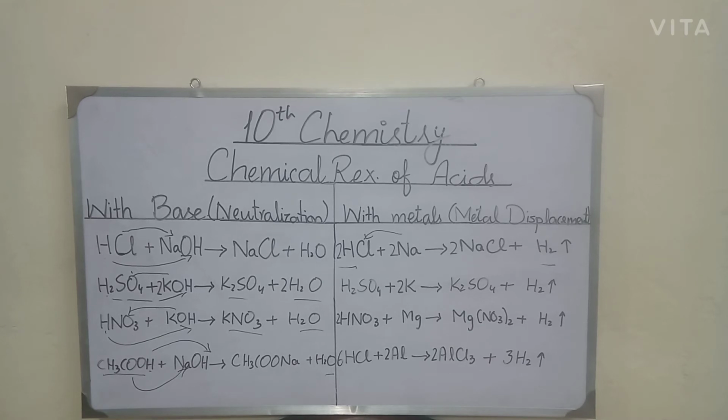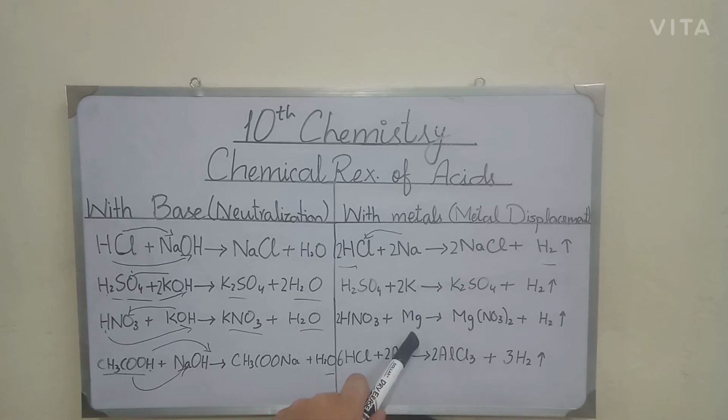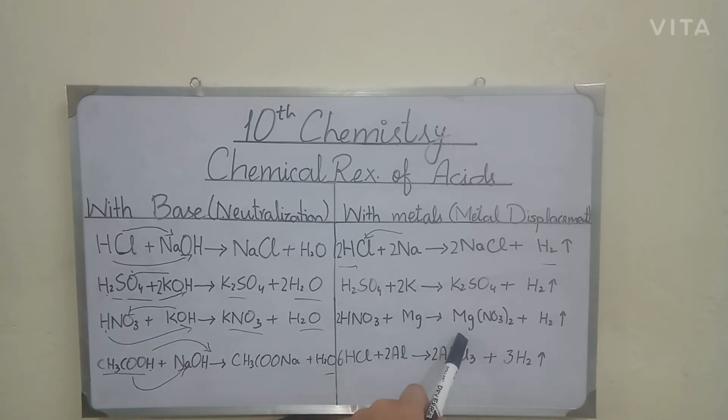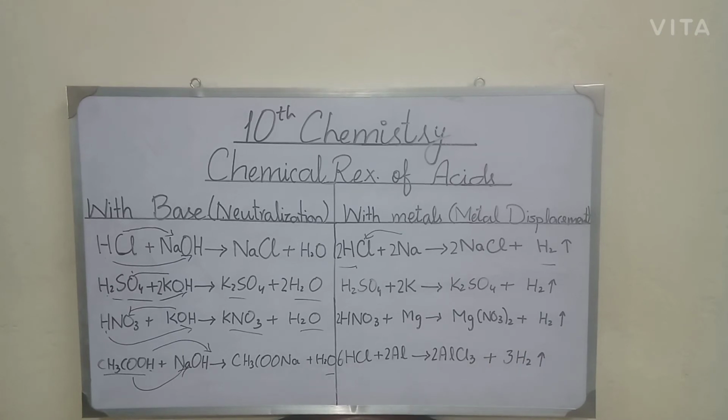Similarly, in the third reaction, nitric acid HNO3 reacts with the magnesium metal, and this magnesium metal will displace the hydrogen ion. Similarly to the above reactions, the magnesium metal reacts with the nitrate ion and produces magnesium nitrate Mg(NO3)2. And these hydrogen atoms react with each other and produce hydrogen gas.